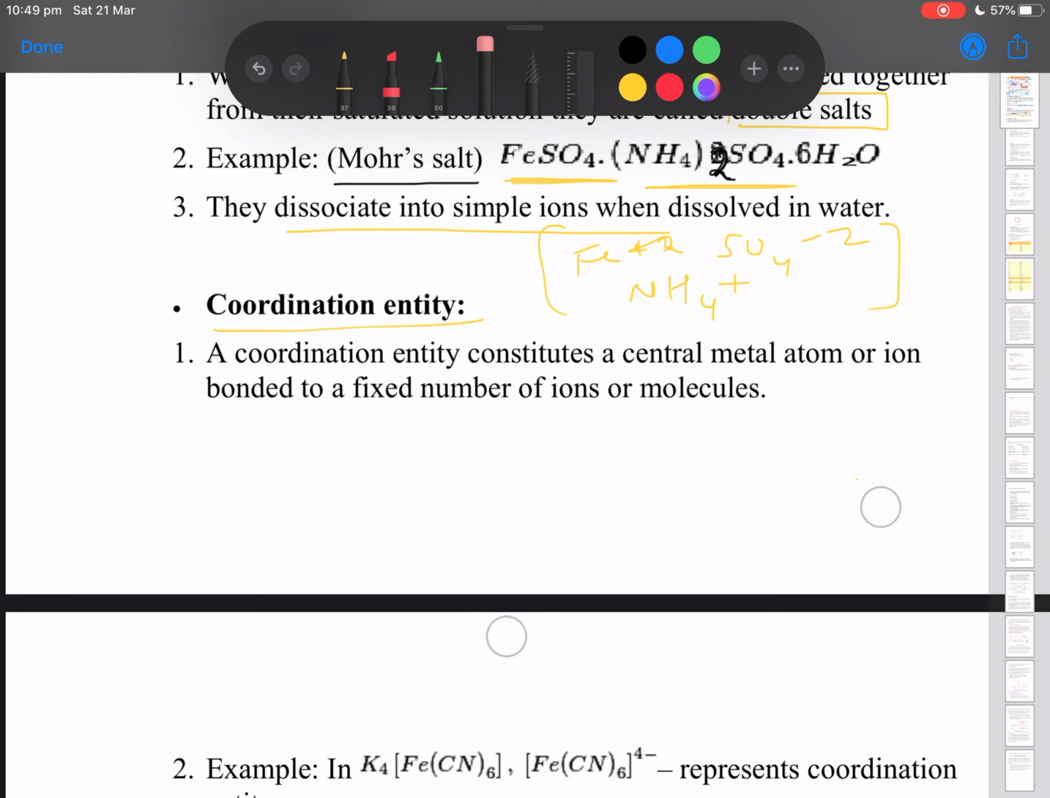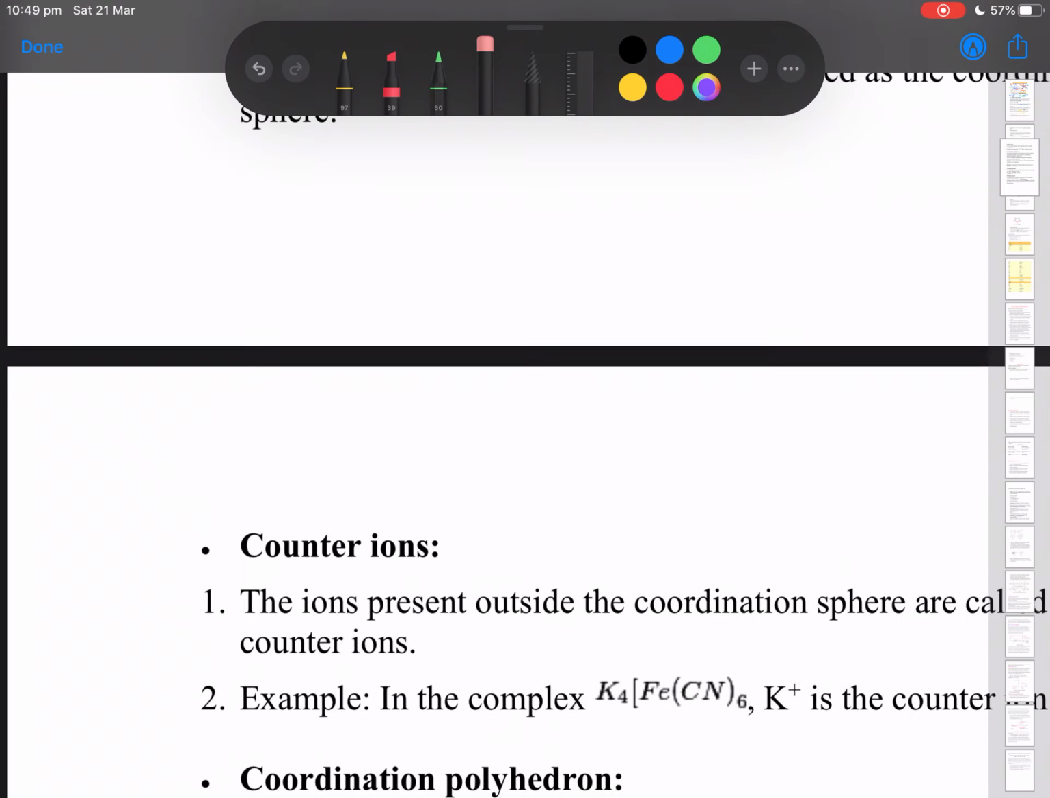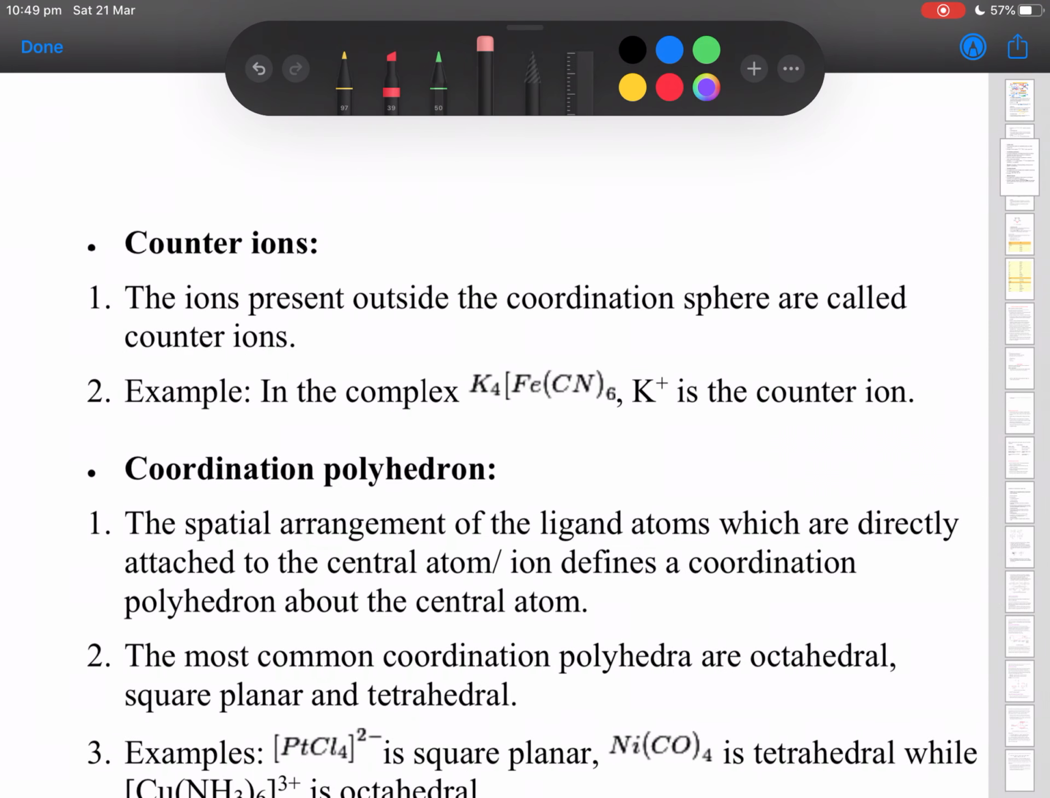Fine, let us move ahead. Now, what do you mean by counter ions? A counter ion is basically your ionizable ion, which I described in the first example as Cl minus. So any ion which is written outside the coordination sphere is known as a counter ion. It is called what? Counter ion, and it is present outside the coordination sphere.